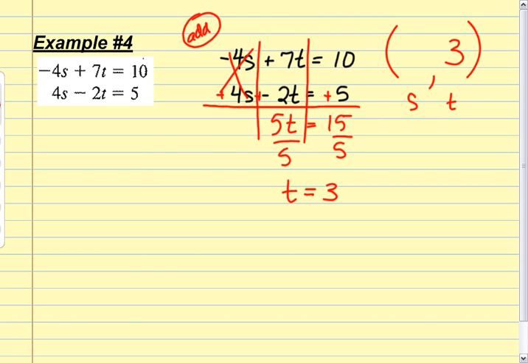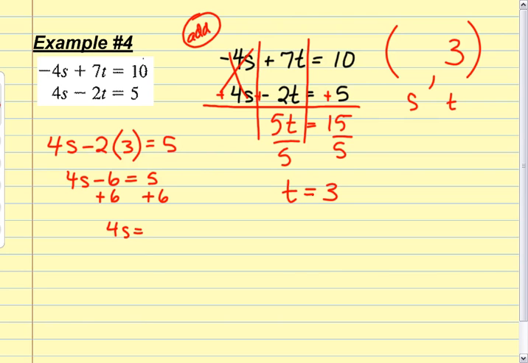I'll use the bottom one because, well, it doesn't matter, right? Because there's a negative 2t, but okay, fine. I'm just rambling. 4s minus 2 times what t equals, 3, equals 5. 4s minus 6 equals 5. Huh, how about this? Add 6 to both sides.